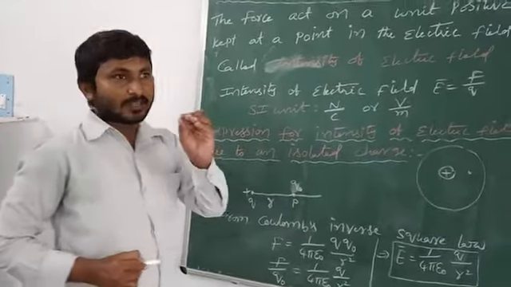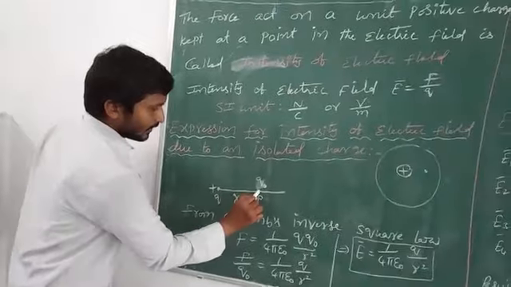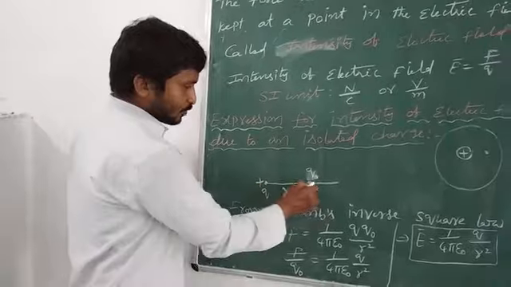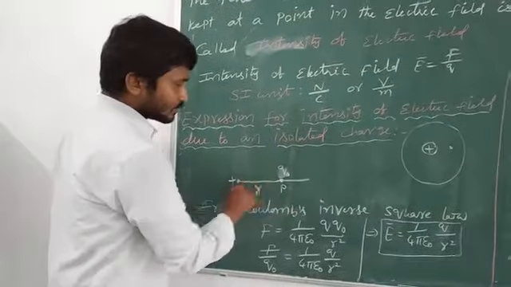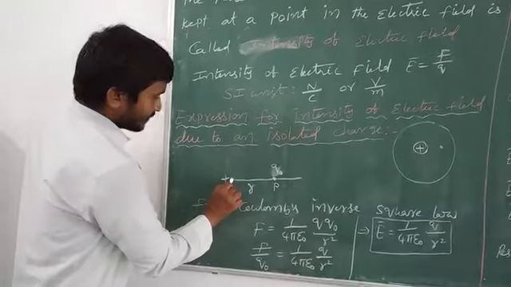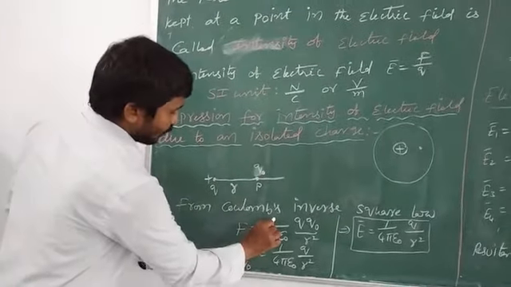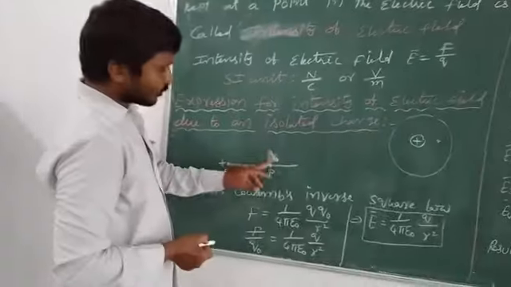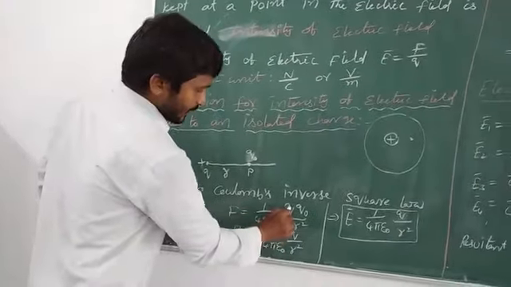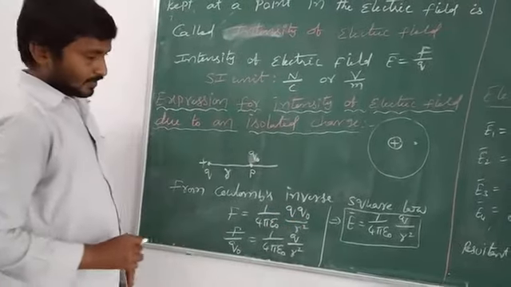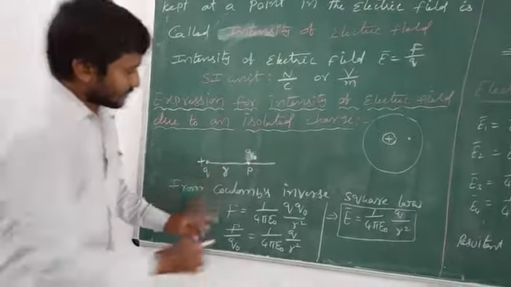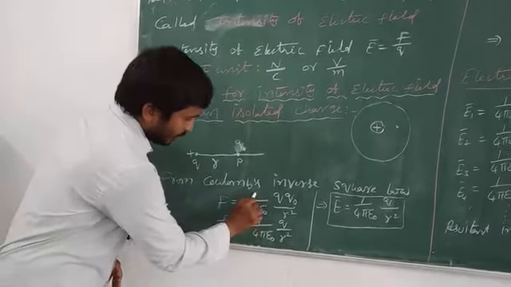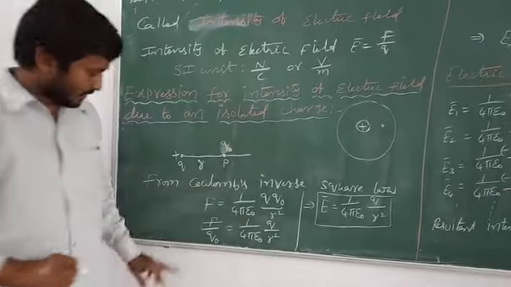For that purpose, now we keep a test charge Q0 at the point P. Now from Coulomb's inverse square law, there exists a force of attraction or repulsion between these two charges. Therefore, the force acting between these two charges is F equals 1 by 4 pi epsilon naught Q1 Q2 by R square. Here Q1 is Q, Q2 is Q0. So F equals 1 by 4 pi epsilon naught Q Q0 by R square. This is the force acting between two charges. Then F by Q0 equals 1 by 4 pi epsilon naught Q by R square.